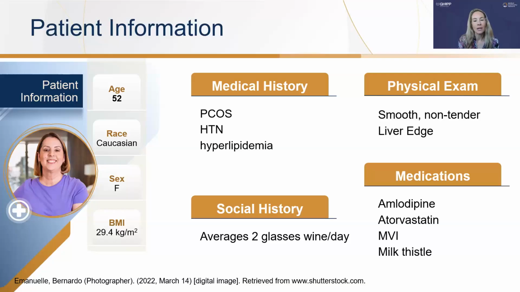On physical exam, her liver has a smooth liver edge, non-tender abdominal exam. She doesn't have any features of cirrhosis or portal hypertension, so no jaundice or ascites or spider angiomas, palmar erythema. Relatively unremarkable physical exam. And you note that she is on medications for hypertension, and she's also appropriately on a statin for her hyperlipidemia. She reports taking a multivitamin and milk thistle.